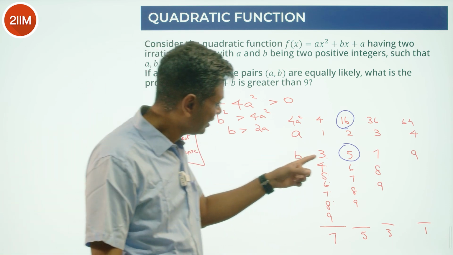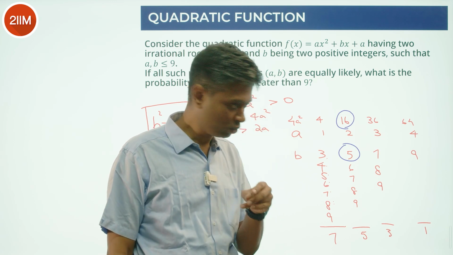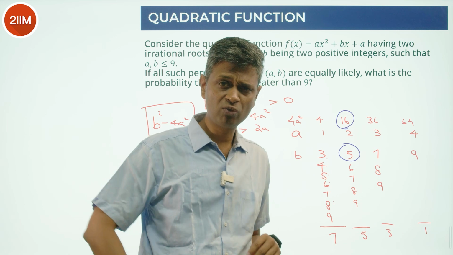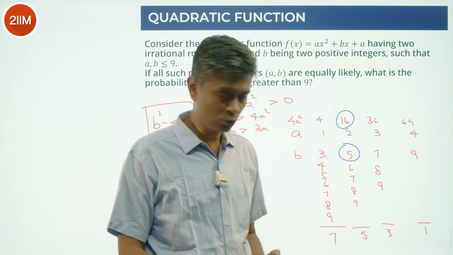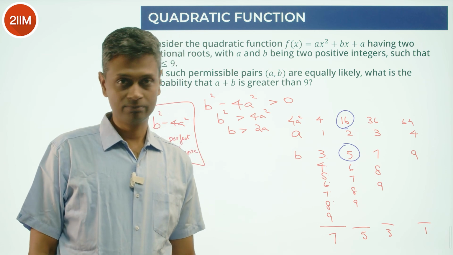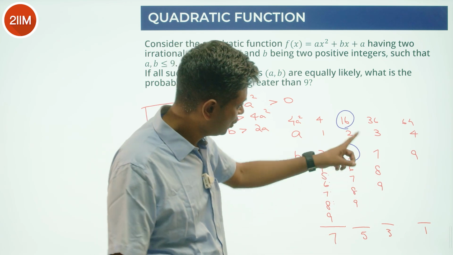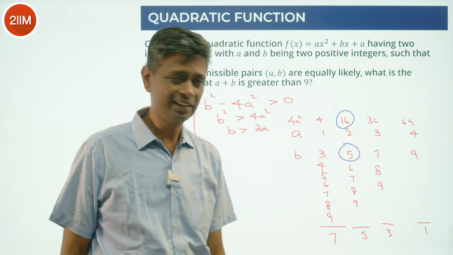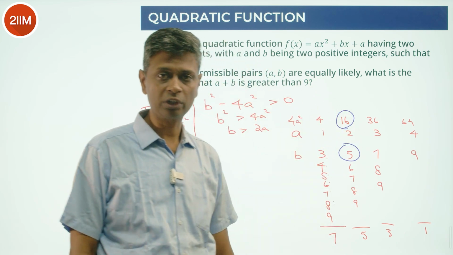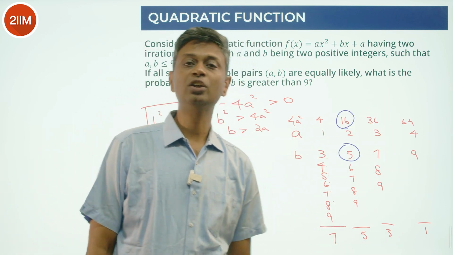Right? So 36 minus 16, no. 49 minus 16, 33, no, not a perfect square. 64 minus 16, 48, close but no cigar. 81 minus 16, 65, not a perfect square. 49 minus 36, 13. 64 minus 36, 28. 81 minus 36, 45, not perfect squares. 81 minus 64, 17, not a perfect square.